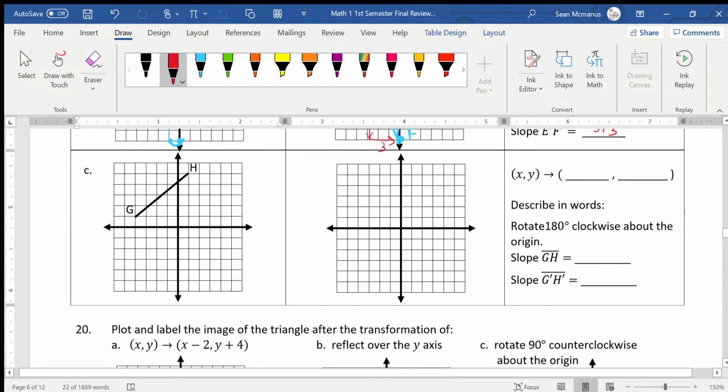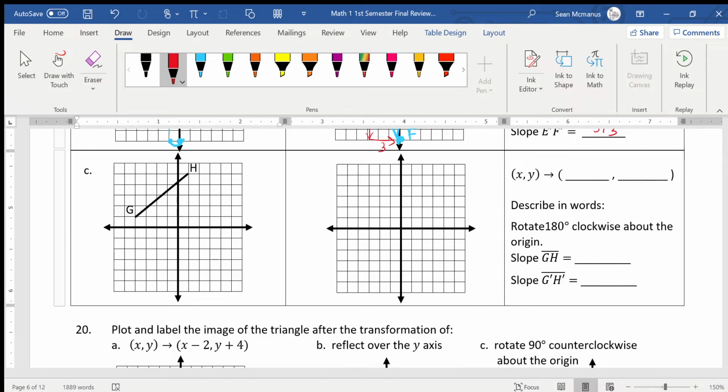All right, this was the one I think is going to be a little trickier to do on the computer without being able to visually move these things around or use the patty paper. So C doesn't give me the rule, but it does tell me in words what happened: rotated 180 degrees about the origin.